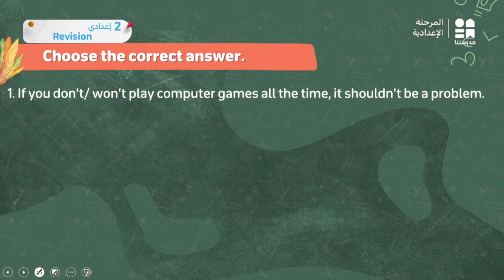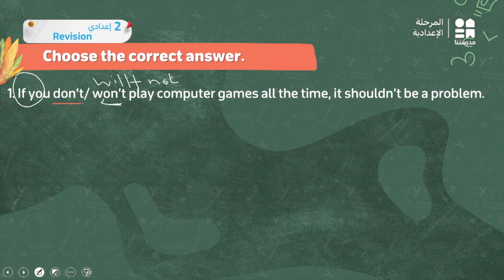For the last part of this episode, this slide. If you don't or if you want to play computer games all the time, it shouldn't be a problem. So if you don't or if you won't: let me remind you that won't is short for will not. Will plus not. So won't means will not. If you don't play or if you will not play, because I have here a part that contains if, it has to be followed by present simple.